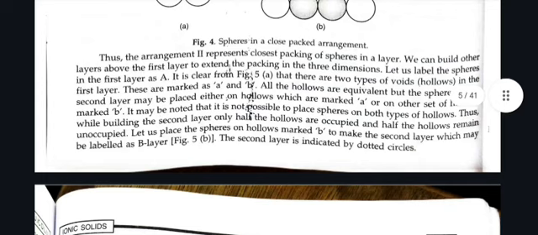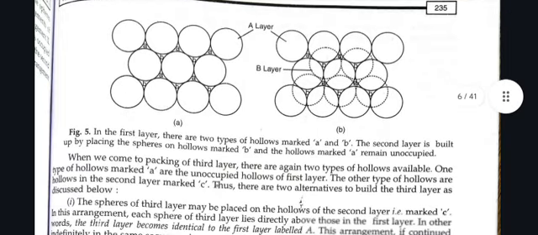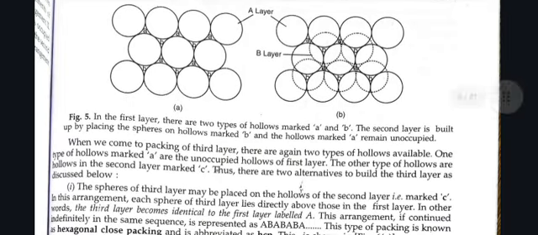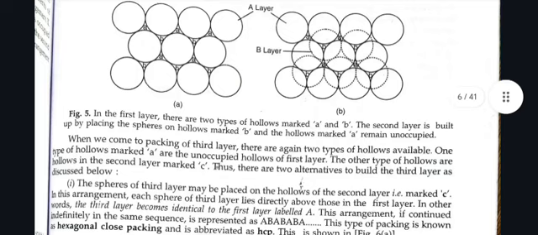Thus, while building the second layer, only half the hollows are occupied and half the hollows remain unoccupied. Let us place the spheres on hollows marked B to make the second layer, which may be labeled as the B layer. The second layer is indicated by dotted circles. Figure 5: In the first layer, there are 2 types of hollows marked A and B. The second layer is built up by placing the spheres on hollows marked B. The hollows marked A remain unoccupied.